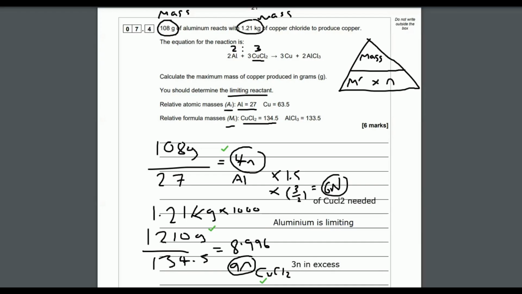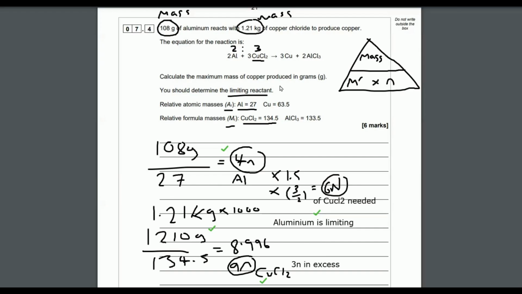I've just worked out what the limiting reactant is. It isn't because it had less moles. It's because once you do the ratio, you don't have enough. Or I've got enough copper chloride and I'm going to have left over 3 moles of copper chloride. I need 6 moles of copper chloride to react with that aluminium, and I'll have 3 moles left. Okay, so what do we want to do next?